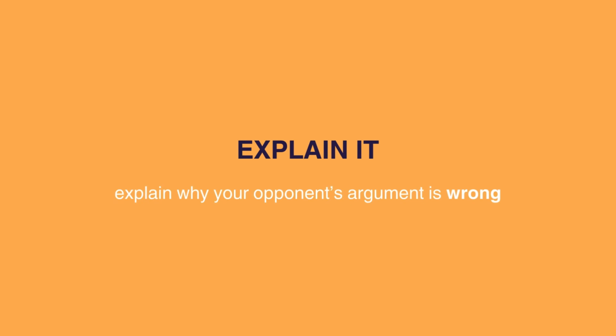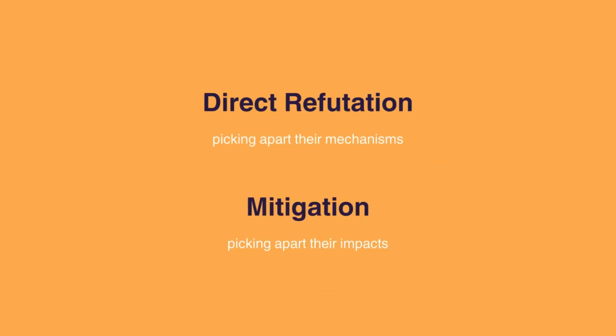The next step, E, is explain it. Here, you just explain why your opponent's argument is wrong. There are many ways to do this. I think there are two main categories of explain it, and I like to call them direct refutation and mitigation. Direct refutation is when you pick apart the mechanisms of your opponent's argument and point out that they're false. So through this, you take down the other side's argument at its core.